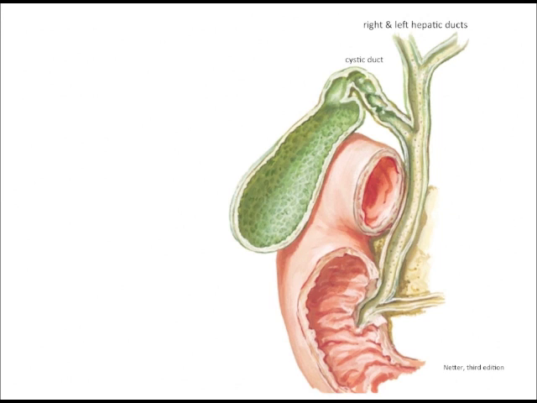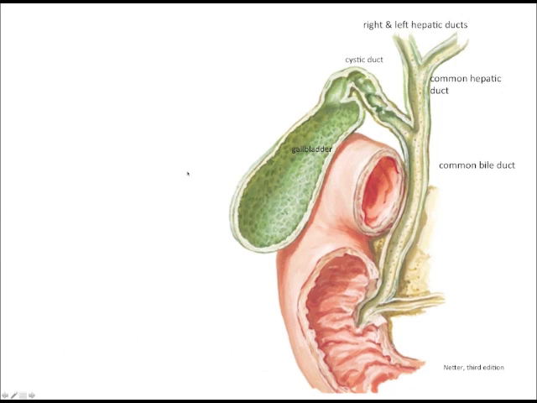The right and left hepatic ducts merge to form the common hepatic duct, which leads to the cystic duct of the gallbladder where bile is stored. Under the influence of hormones, bile is released back into the common bile duct after leaving the cystic duct again.